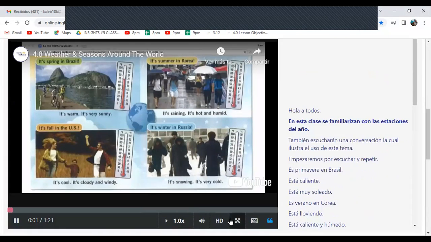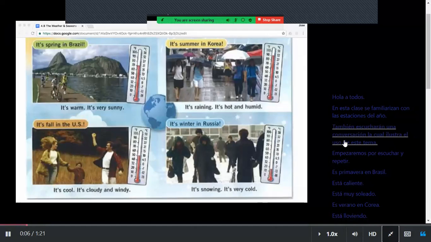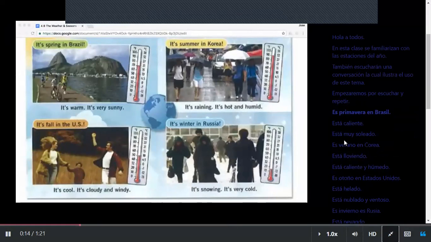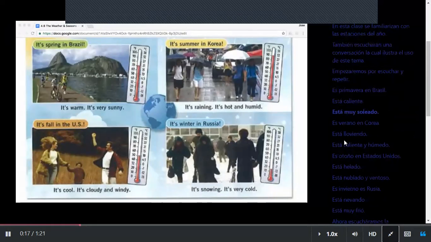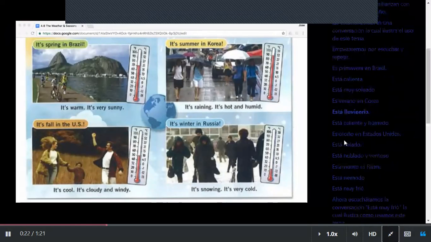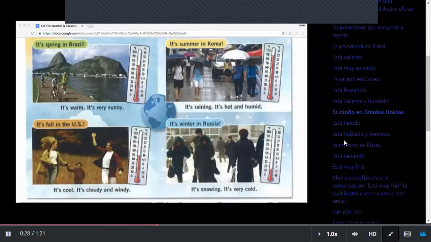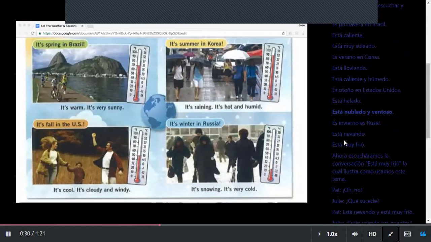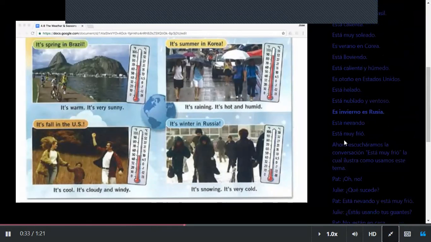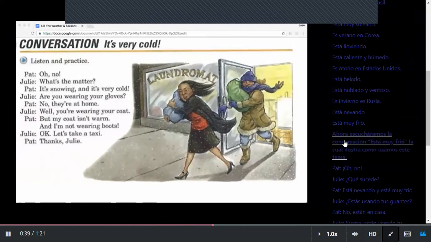Hi, everyone. In this class, you'll become familiar with the weather and seasons, and you'll also listen to a conversation which illustrates how this topic is used. Let's start by listening and repeating. It's spring in Brazil. It's warm. It's very sunny. It's summer in Korea. It's raining. It's hot and humid. It's fall in the US. It's cool. It's cloudy and windy. It's winter in Russia. It's snowing. It's very cold. Now, let's listen to the conversation.